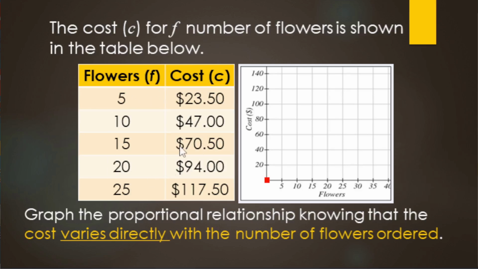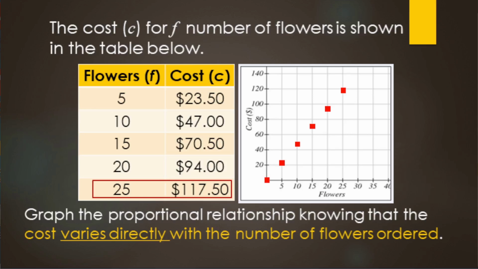Now, we can take any of these values here. 5 flowers goes to $23.50, so 5, and then just above 20 for $23.50. 10 flowers goes to $47, so 10 flowers, 47, going to be in between the 40 and the 60, a little bit closer to 40. 15 flowers goes to $70.50, so 15 to $70, give or take, right in between the 80 and the 60. 20 goes to 94, so 20 flowers, 94, almost 100. And then 25 flowers goes to $117, almost to the 120 for the cost.